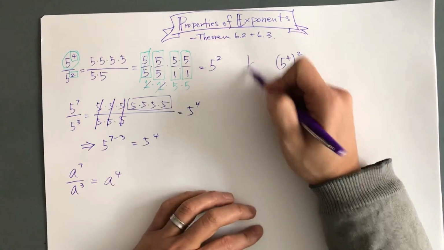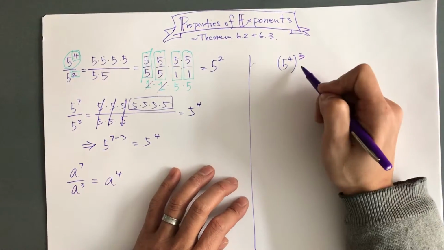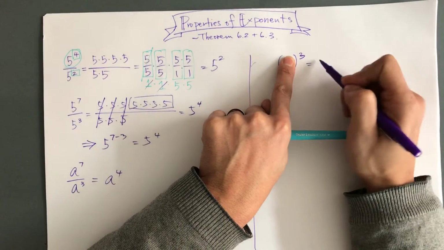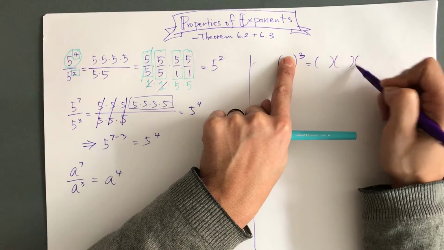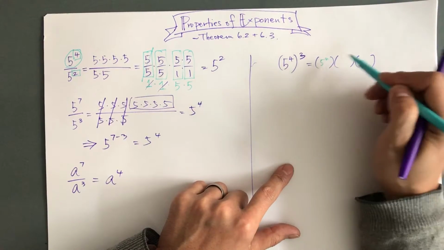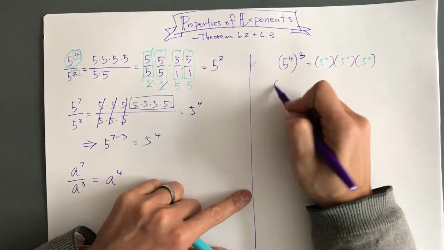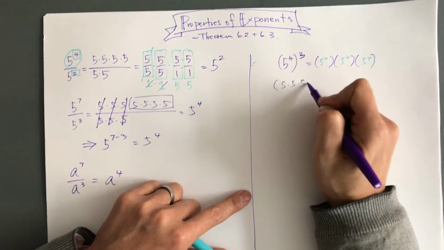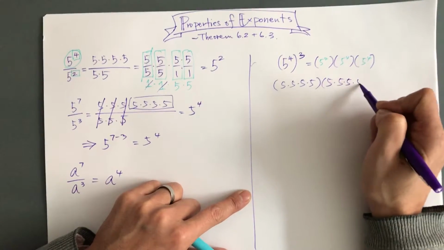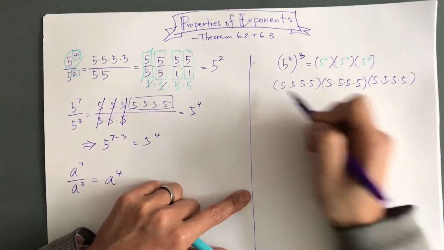How about this one right here? What does this mean? Well, let's put this 3 instead. Let's forget about this first, right? Inside first. This means, whatever we have inside, we have 3 copies. We multiply 3 copies of it. But in each parentheses, we have 4 copies of 5. In other words, we're going to have 5 times 5 times 5 times 5, and then we have 5 times 5 times 5 times 5, 4 copies, and we have another 4 copies, right?